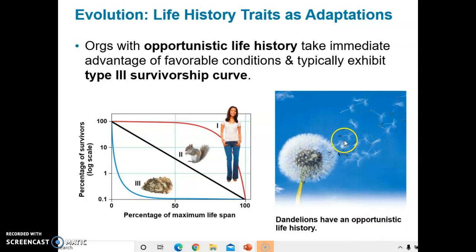Very few of them are going to survive, right? And that's characteristic of an opportunistic life history strategy. And again, they typically have type 3 survivorship curves.